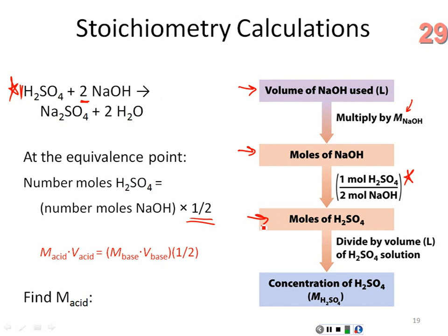Now usually you're looking for a concentration when you do a titration. So you take the moles of sulfuric acid and you divide that by the volume, which you know, and that gives you the concentration. Another way to think of this is the M1V1 equals M2V2 method, that equation. You can think of it as M acid, V acid equals M base times V base. In this case, times 1/2.